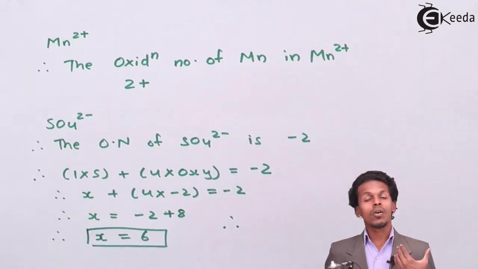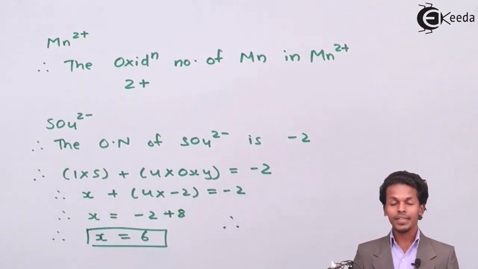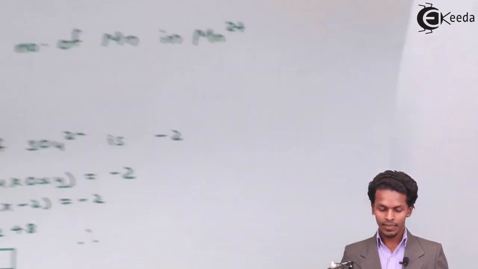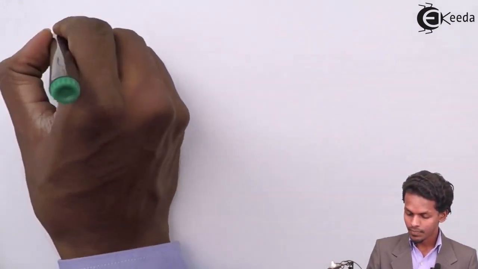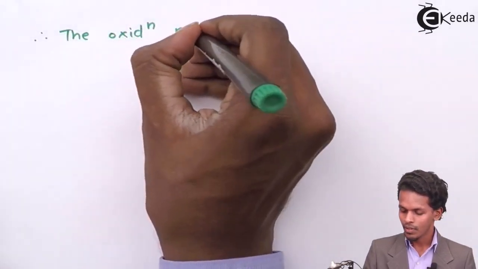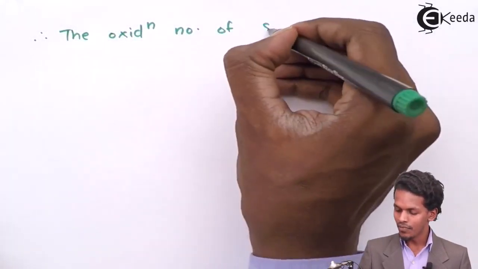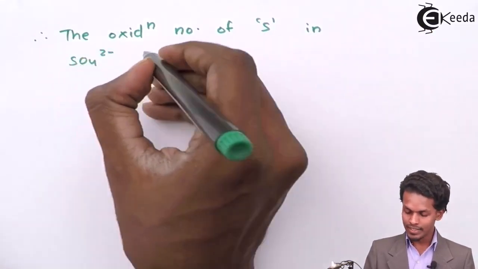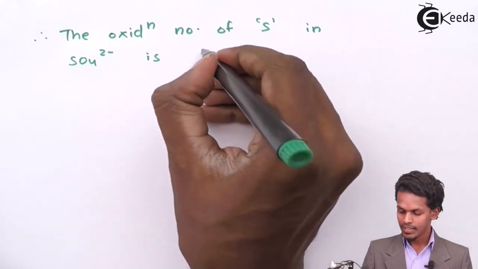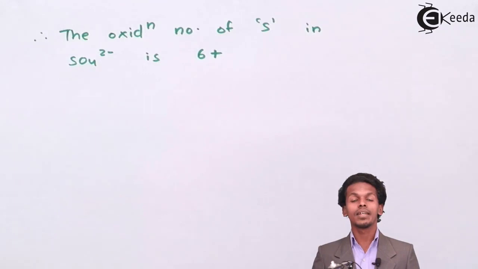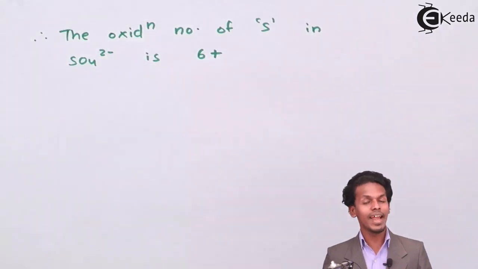Therefore the oxidation number of sulfur in SO4 2 minus is 6 plus. So this is how we have determined the oxidation number of the atoms.